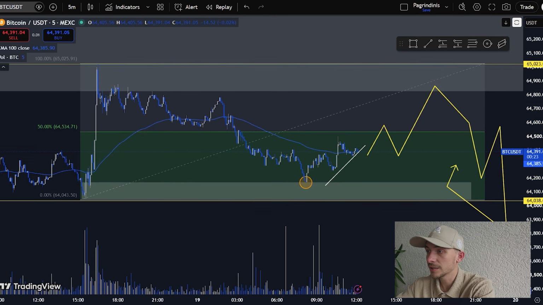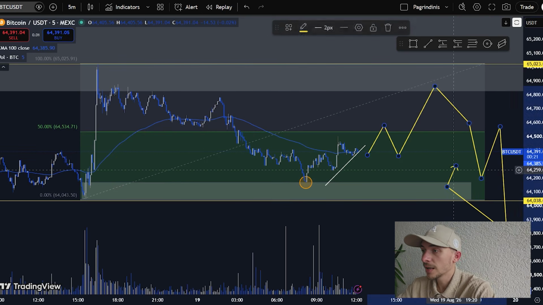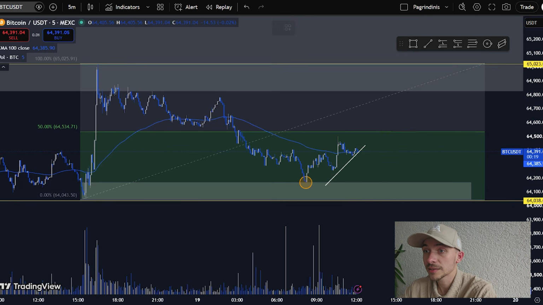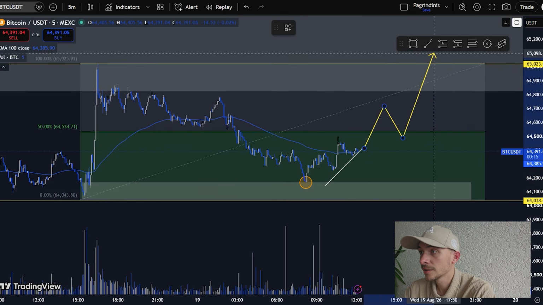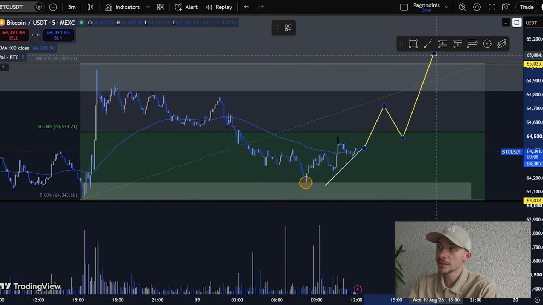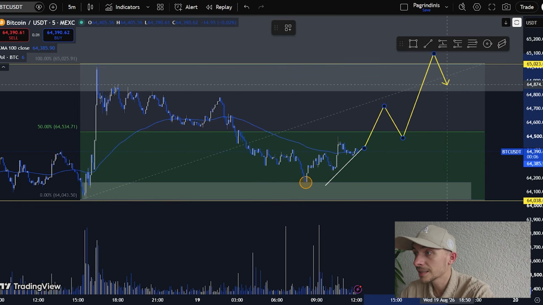Okay, we need to delete this one. But the market can do several things. Yeah, it can go up, check this highest point, take out the liquidity, and we're still in the supply zone. After that, there's going to be a hard push down.